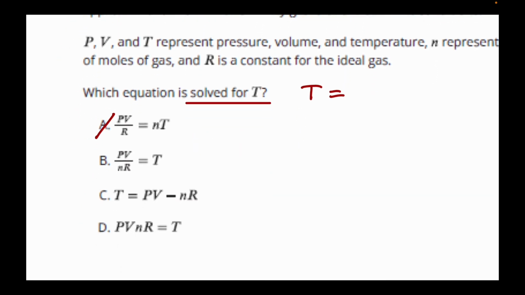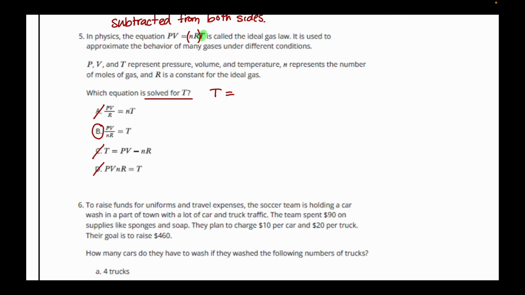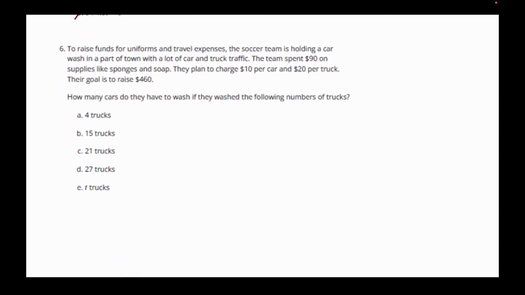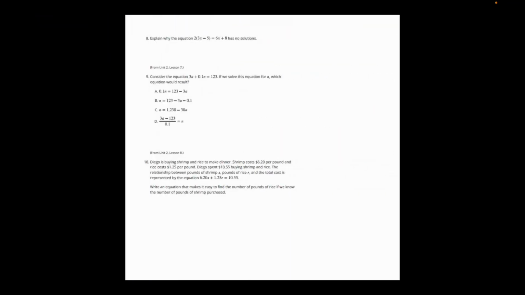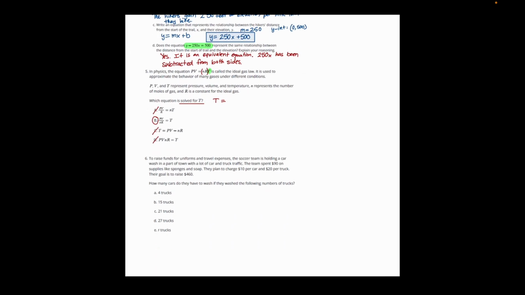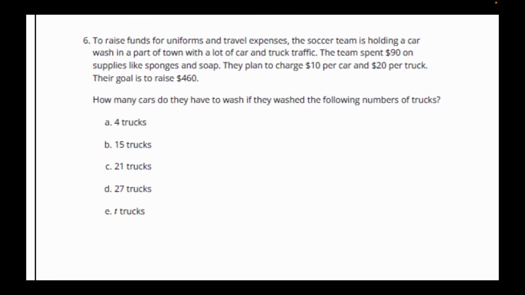C has us subtracting N and R, so that's not correct. D had us multiply both sides by N and R, so that's also not correct. B here is correct because we have both sides divided by N and R. So our answer is B. And then that's going to bring us down to question 6. I think we have 3 questions on the next page, 8, 9, 10, but it's okay. We'll get through it together.